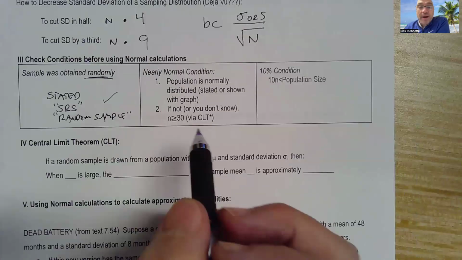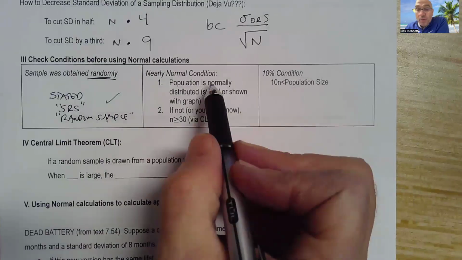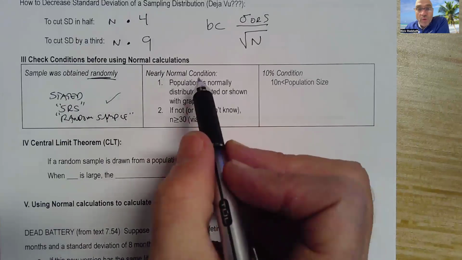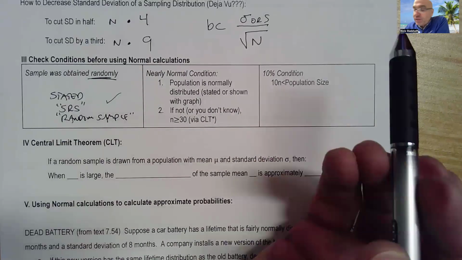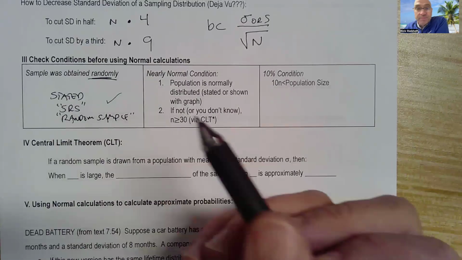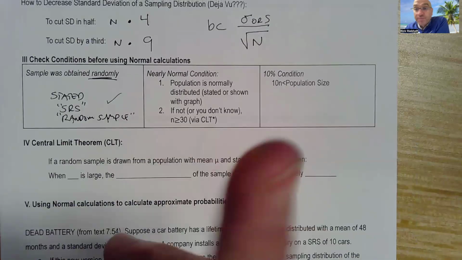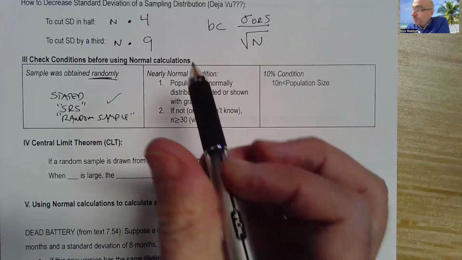Good. My nearly normal condition in proportions was np and n(1 minus p), but we don't have proportions here, so we don't have that. So we have two options right now. We will add one later on.